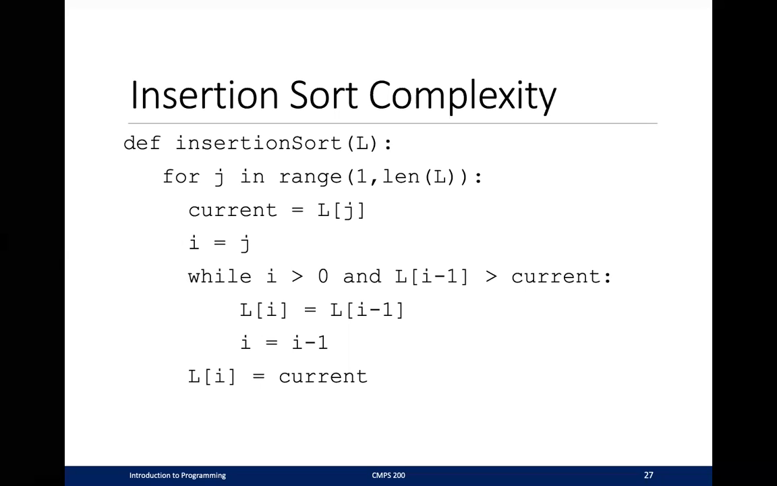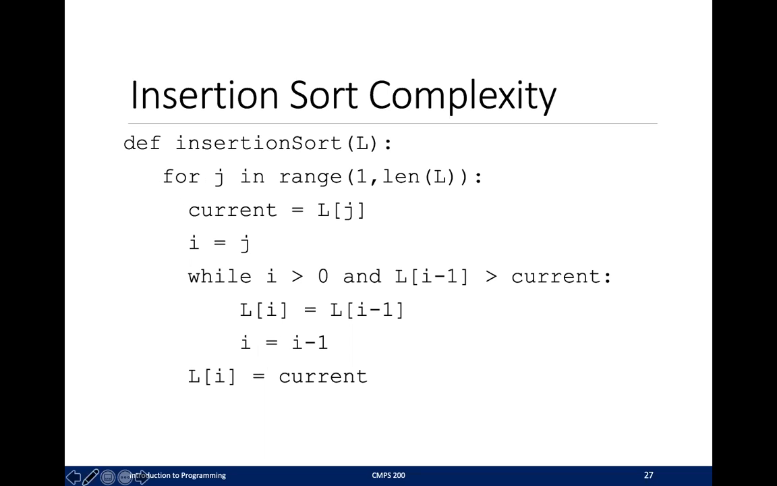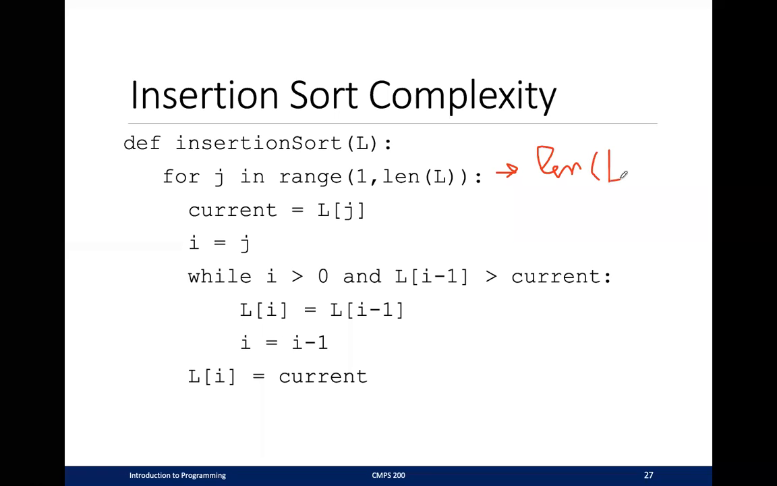So let's talk about its complexity. That's what really matters the most here. Can anybody tell me what is the complexity of this algorithm? The big O of what? How many comparisons or operations are happening in this algorithm? I have 2 loops. The first loop runs order of length of L. Okay. So length of L. Right. So that's the first loop.